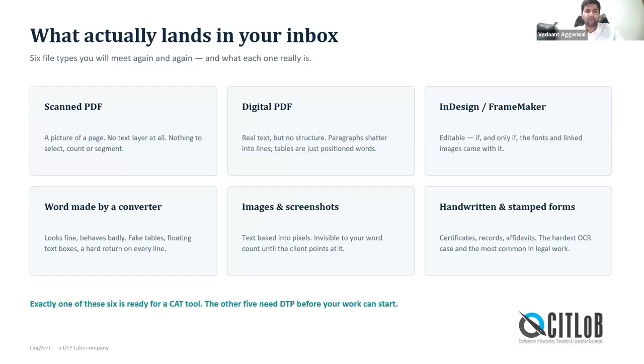Now, what actually lands in your inbox? The file types can mostly be summarized into six. You'll recognize each one in a line. A scanned PDF, as you know, is a picture of a page. There is no text in it at all: nothing to select, nothing to count, nothing to segment. A digital PDF has real text but no structure. Paragraphs shatter into individual lines. Tables are just words that happen to be sitting near each other. The third is an InDesign or a FrameMaker package. These are generally editable, but only if the fonts and the linked images came with it, which roughly half of the time they don't.